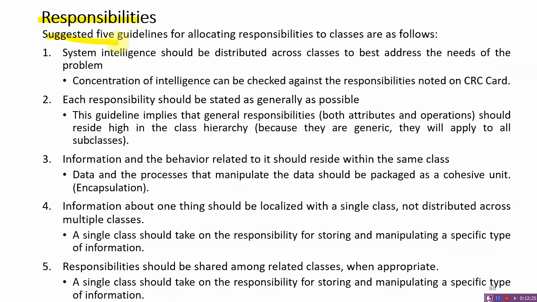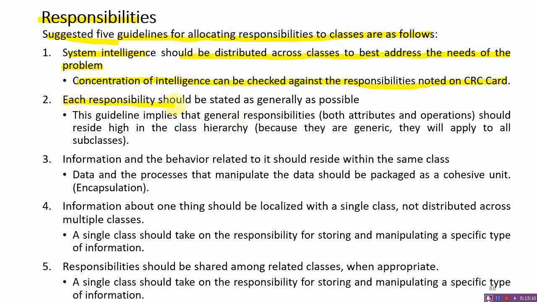So there are 5 guidelines which are suggested for allocating responsibilities to the classes, which are as follows. System intelligence should be distributed across classes to best address the needs of the problem. That means concentration of intelligence can be checked against the responsibilities noted on the CRC card. If there are a lot of responsibilities on the CRC card, then there is a lot of concentration happening of various responsibilities. Then we need to check if it is being concentrated only on one card, so we need to distribute it so that the problem will be resolved.